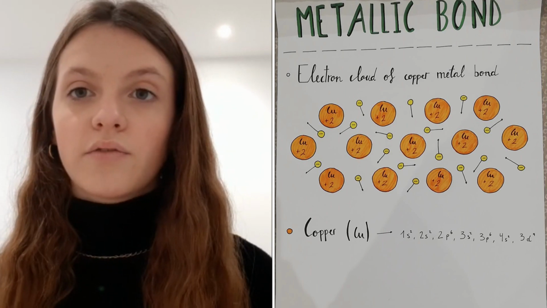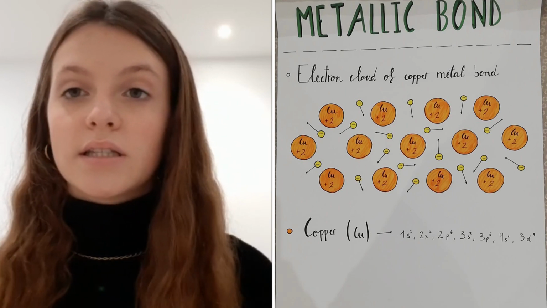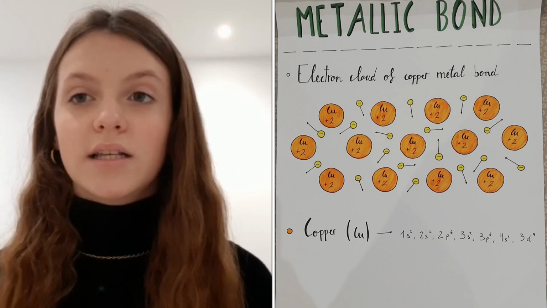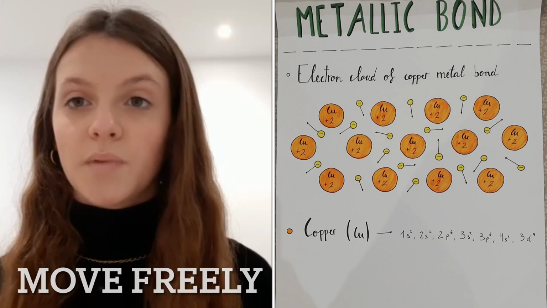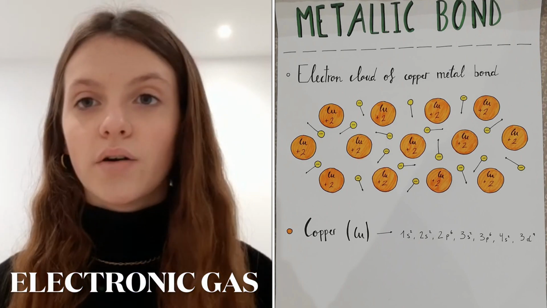Thus the cations form a compact crystal lattice, and each cation surrounds itself with the maximum number of neighboring cations. The valence electrons move freely through the empty holes in the lattice, forming the electron gas. Freedom of movement explains very well the properties of metals, such as high electrical and thermal conductivity. It also explains ductility and resistance to deformation.